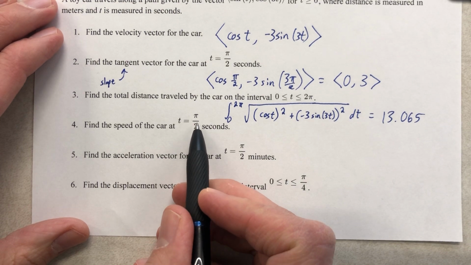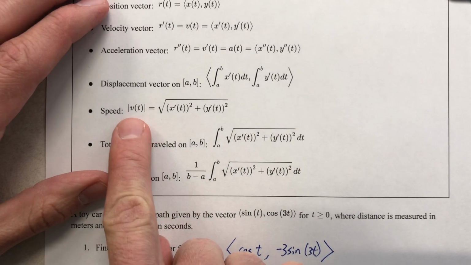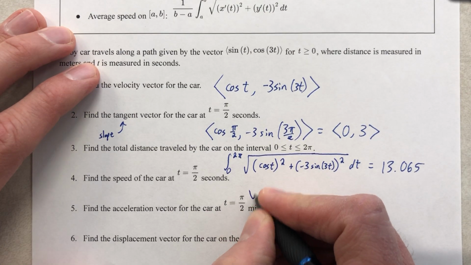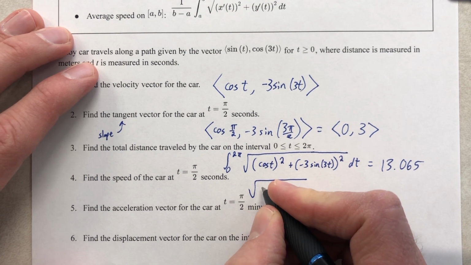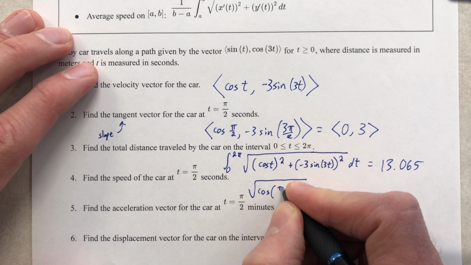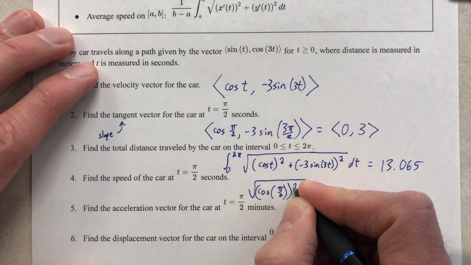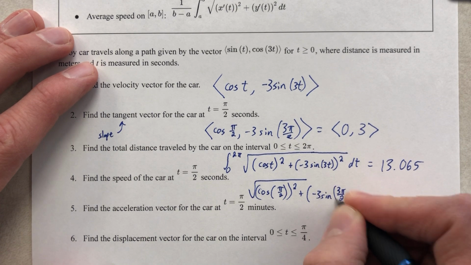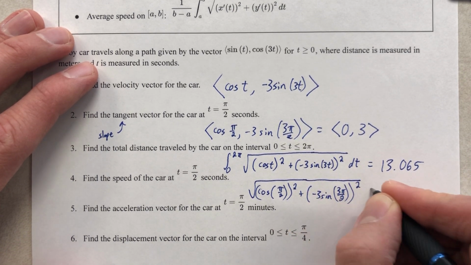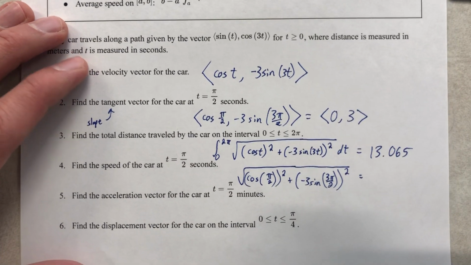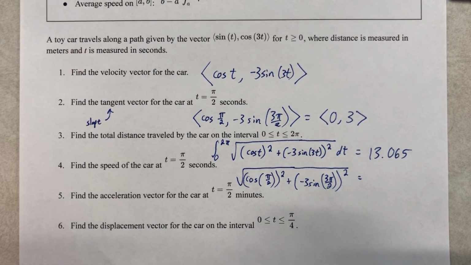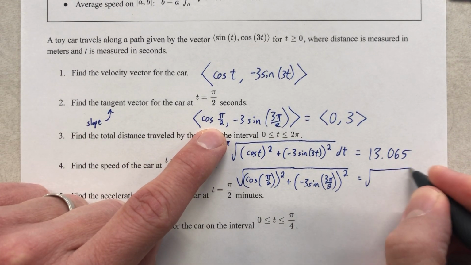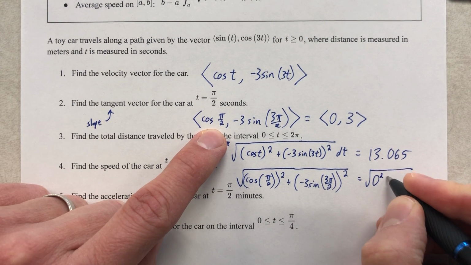All right, find the speed of the car at t equals pi over 2 seconds. So speed, okay, not integral, just plug it in. So square root of x prime, so cosine of pi over 2, and we're going to square all that, plus negative 3 sine of 3 pi over 2. We're going to square all that, and then square root this thing. Actually, we can do this one in our heads, so don't panic. You got this. Cosine of pi over 2, you actually just found this. Cosine of pi over 2 was 0, so we have the square root of 0 squared, which is totally pointless, but we'll write it anyway.